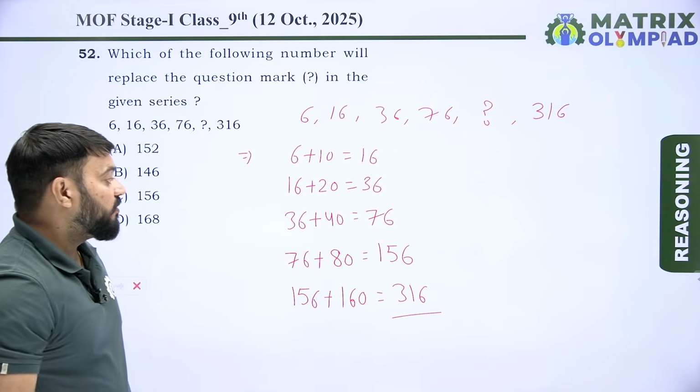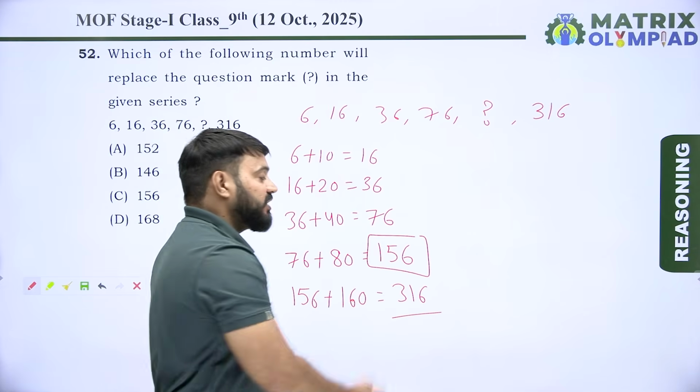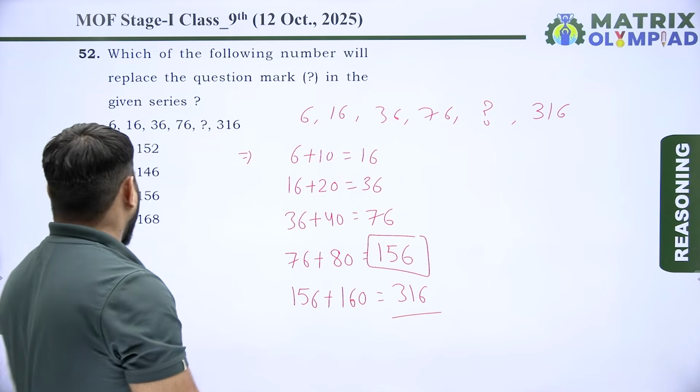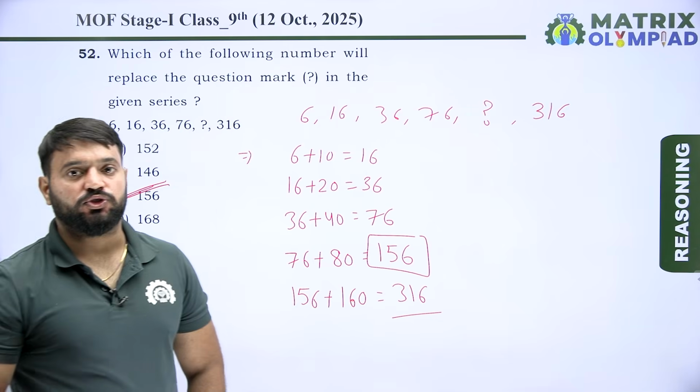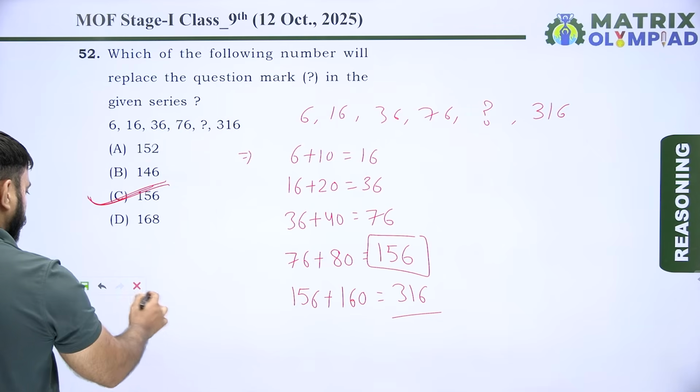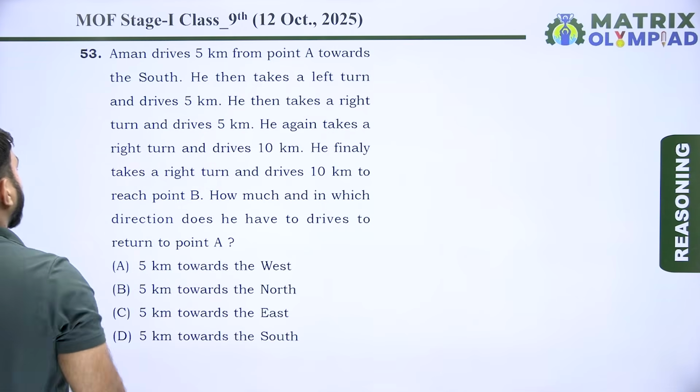So here 156 is the missing number of the given number series. So here option C is the correct answer of this question. Let's move on to the next question. So now the next question is question number 53.